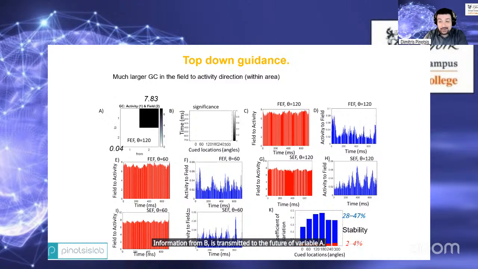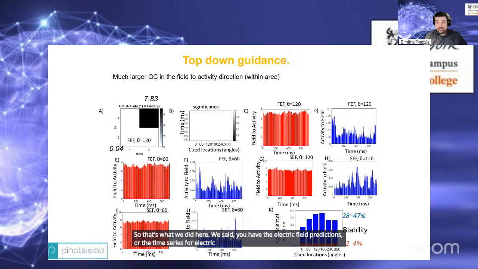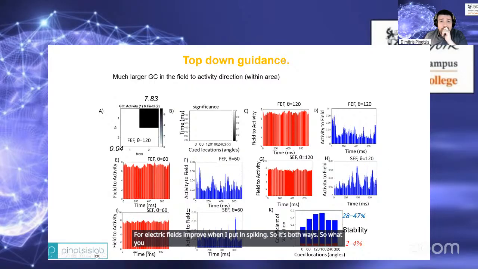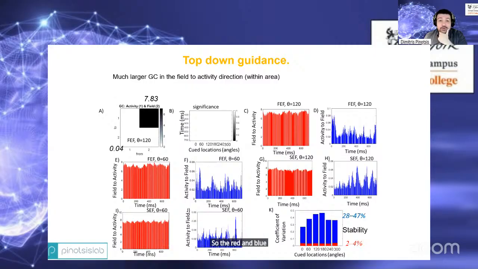So that's what we did here. You have the time series for electric fields, and you have the time series for spiking. If I want to predict the upcoming information for spiking, does it help to bring in information of the field? And the other way around, does the prediction for electric fields improve when I put in spiking? So it's both ways. What you see here, let me focus on panels C, E, etc., the red and blue bars, in the interest of time.